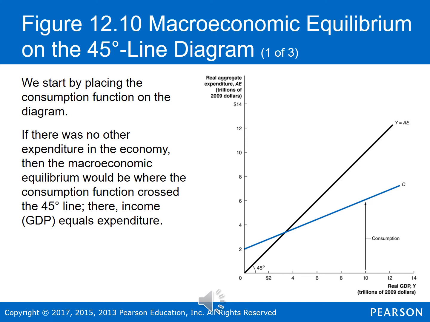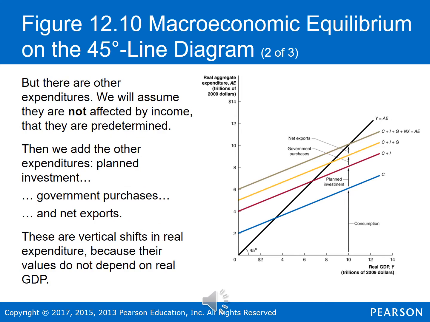We're going to start by placing the consumption function on the diagram. Now, if there were no other expenditures in the economy, then the macroeconomic equilibrium would be where the consumption function crossed the 45-degree line. At this point, that's where GDP is going to equal expenditures. But we're not going to stop there because there are other expenditures going on. We're going to assume that they're not affected by income, so basically, they're predetermined.